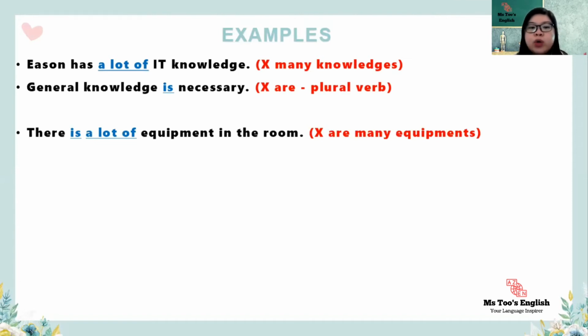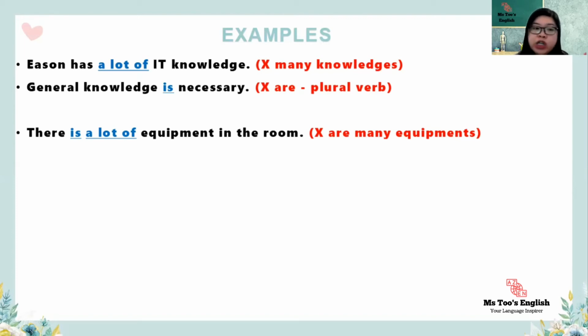There is a lot of equipment in the room. Not there are many equipment. This is wrong. There is a lot of equipment. In your mind, you feel like if I use a lot of, it means there are a lot, so that's why I use there are a lot of, right? No, that is not the case. When you use a lot of with an uncountable noun, instead of there are, you should use there is, because equipment is uncountable. You can use a lot of with countable or uncountable nouns. When you use it with an uncountable noun, you need to use the singular verb is, instead of saying are.